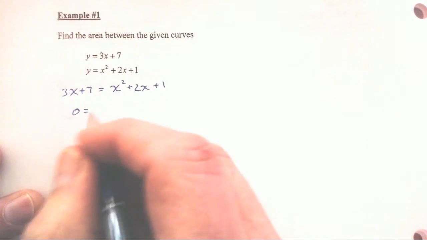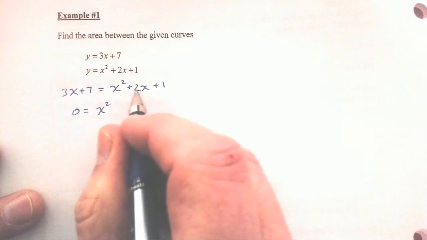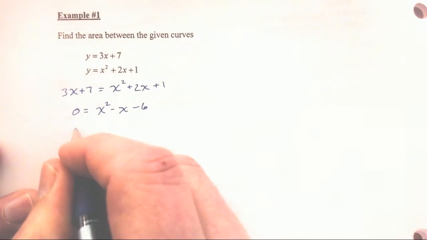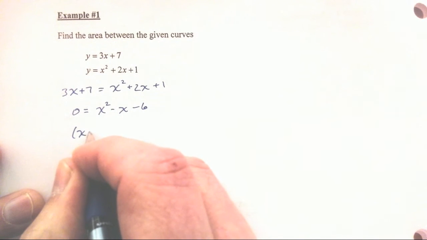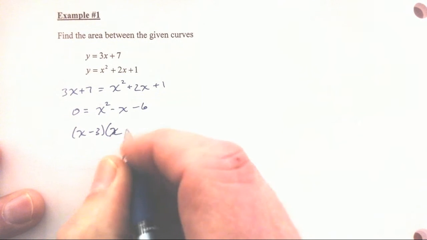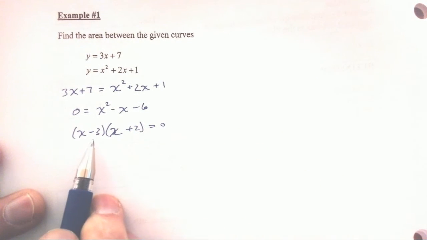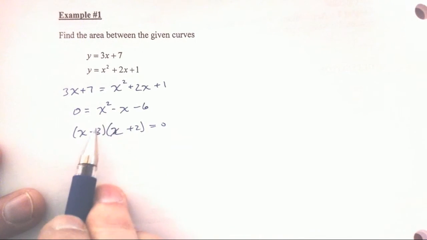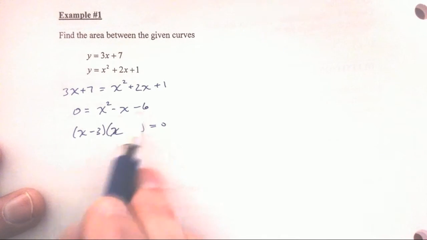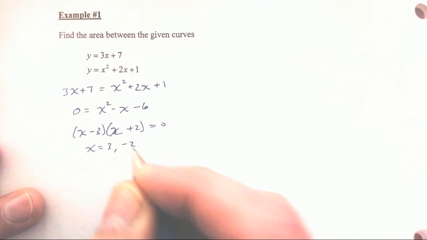Quadratic. So we pass this on to a second semester Algebra 1 student, and we get x squared, subtract 3x, minus x, subtract 7, minus 6. Factor: x minus 3 times x plus 2 equals 0. After we factor, it only takes a second. There's my x squared, minus 3x plus 2x is good, minus 3 times 2, good. So x is 3, and x is negative 2.